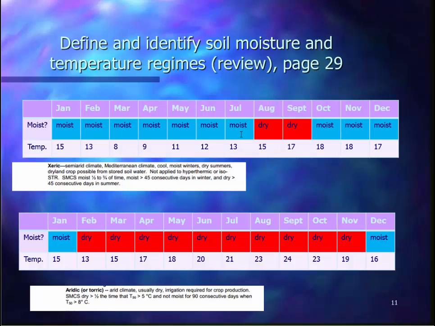So this one represents a xeric moisture regime where it's dry greater than 45 consecutive days in the summer, but it's moist more than 45 consecutive days in the winter. And this one is aridic. Sometimes we'll use the term torric for this as well. It's not moist for 90 consecutive days when the temperature is above 8 degrees C. So that's an introduction to tabular format in looking at soil moisture regimes.